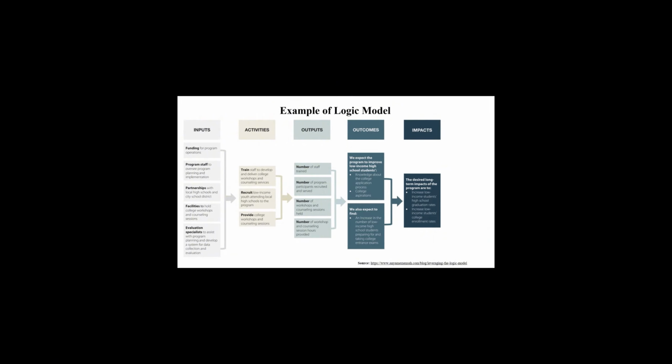And for the outcomes, you can see here, it's increased knowledge and college aspiration among students. And for their long-term impact, it's increased graduation and college enrollment rates for low-income students. So this example shows how all the parts of the logic model fit together and clearly map out a project's path from resources to long-term impact or long-term change. So basically that's it.